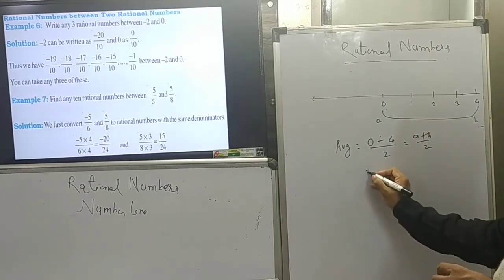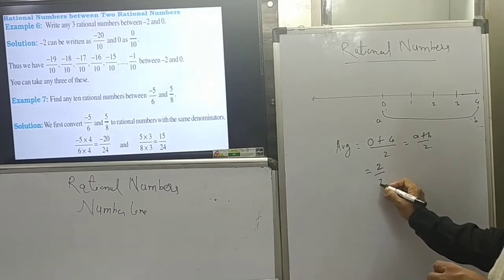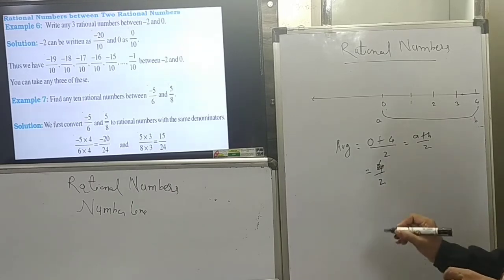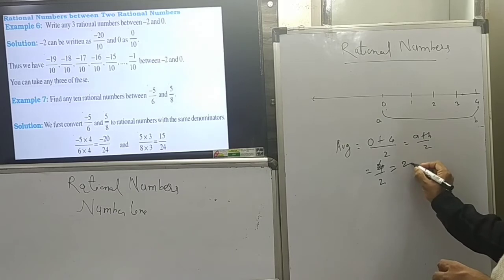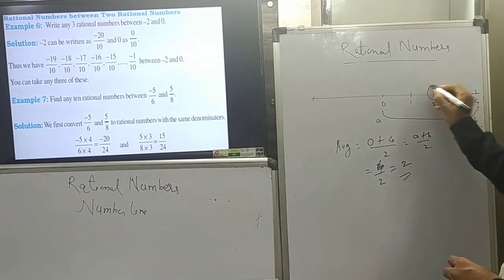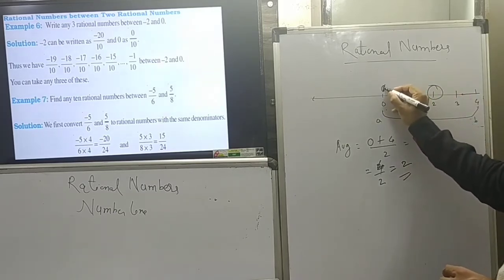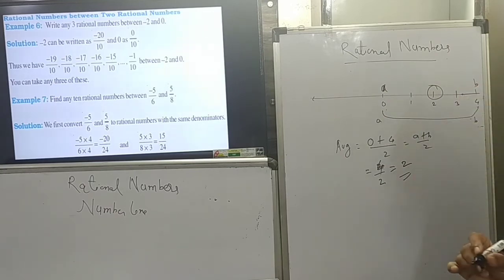0 plus 4 is equal to 4, and 4 divided by 2 is equal to 2. It means 2 lies exactly between this point A and this point B.